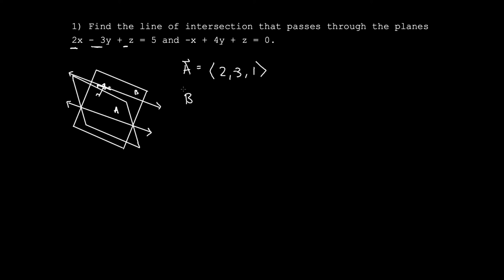Now we'll form another vector, this time vector B. And this vector, we want it perpendicular to the second plane. And we do the same thing. We take the coefficients from each variable, so negative 1, 4, and 1 here, and we put them into a vector. Now, these two vectors are both normal vectors, and normal vectors are perpendicular to the corresponding plane. Now, the next step will be to take the cross product between these two vectors. So, A cross B.